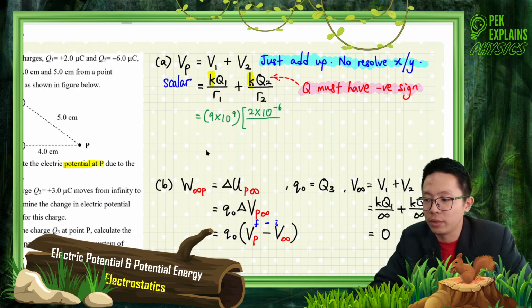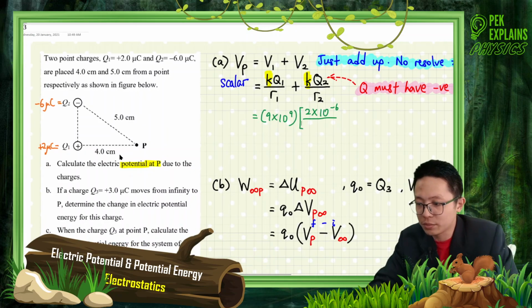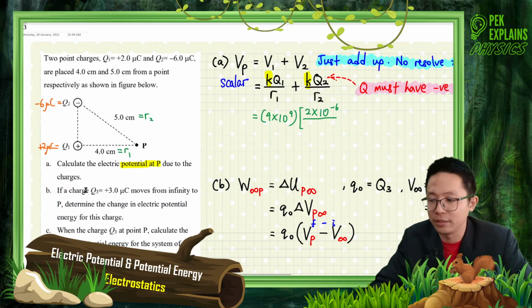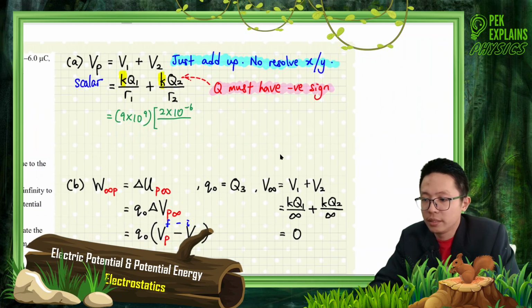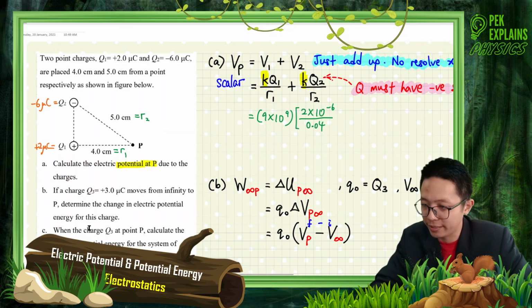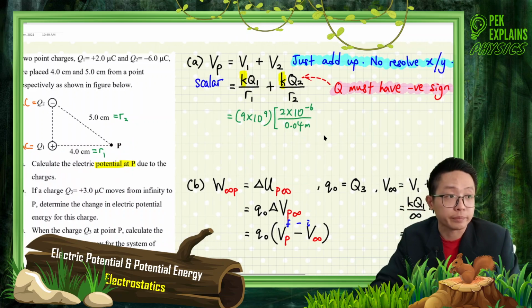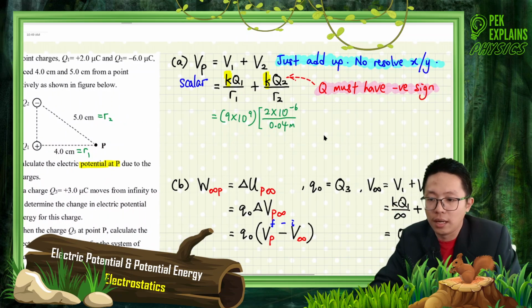And then r1, what is r1? Q1 from P, this is r1, and this is r2. So r1 is here, 0.04. 4 cm divided by 100, you get 0.04 meter. Next, plus.